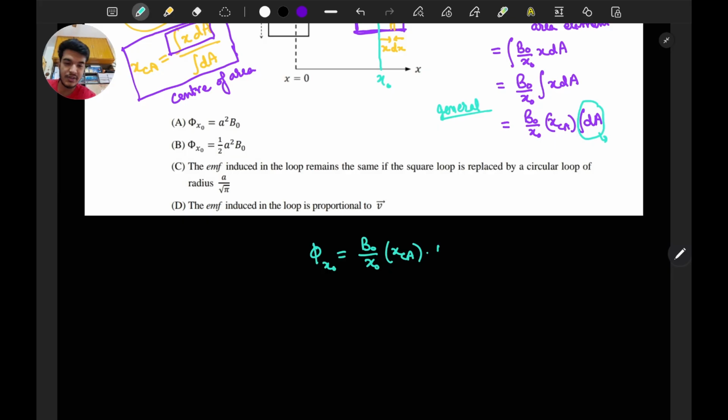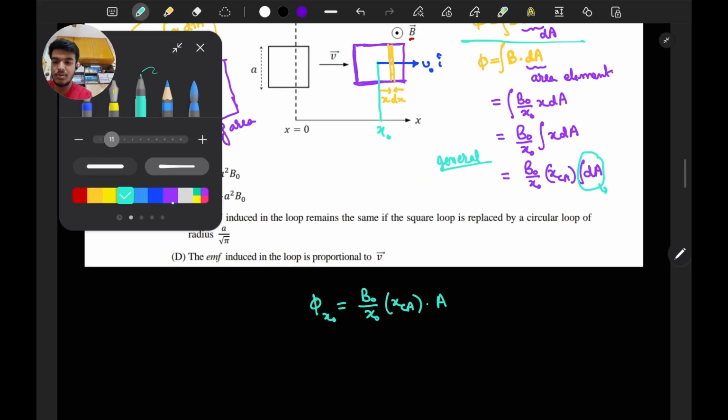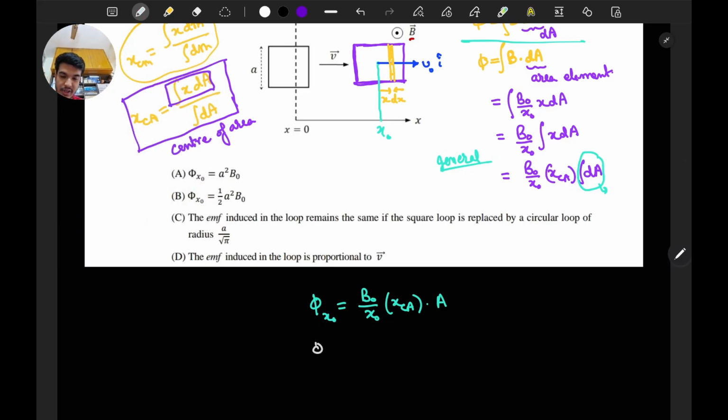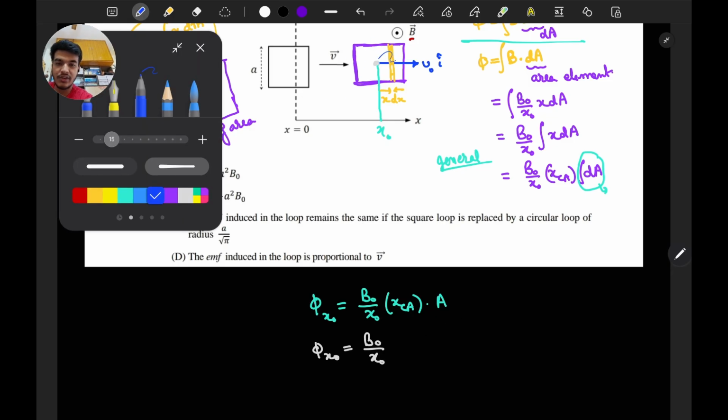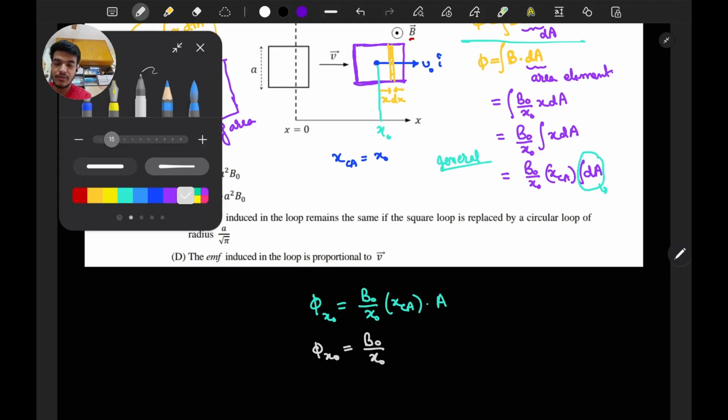I can easily write it as capital A. So now in this case of the square loop, I can write phi at x naught as B naught by x naught, times x_CA, which is the center of the loop. Here x_CA is x naught, as per the question. So easily I get an expression in terms of x naught.